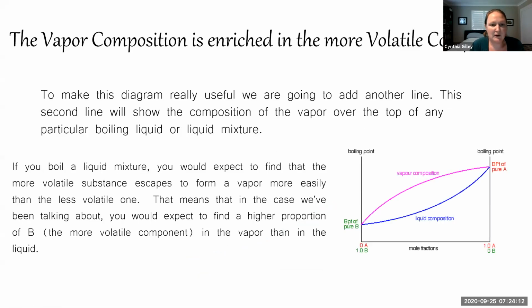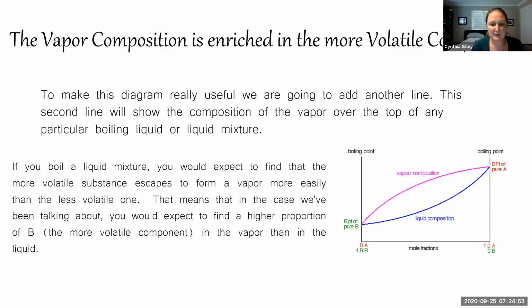So to make this diagram really useful, we're going to add a second line. The second line is shown in pink, and it will show the composition of the vapor over the top of any particular boiling liquid or liquid mixture. So what this is saying is that at any particular liquid mixture of the two, so you're mixing A and B, could be a 50-50 mixture or some other percentage mixture, if you sample the composition of the vapor and you sample the composition, or mole fraction, of the liquid, they're not going to be exactly the same, right?